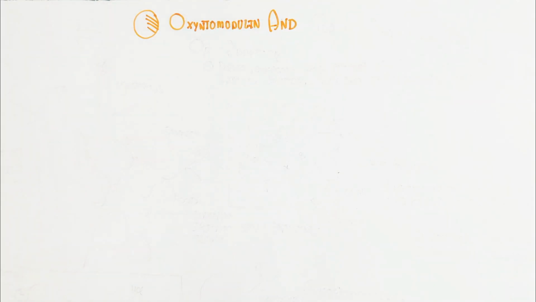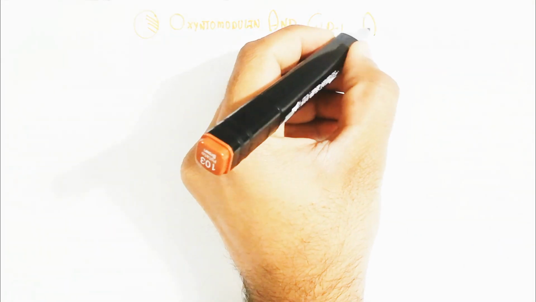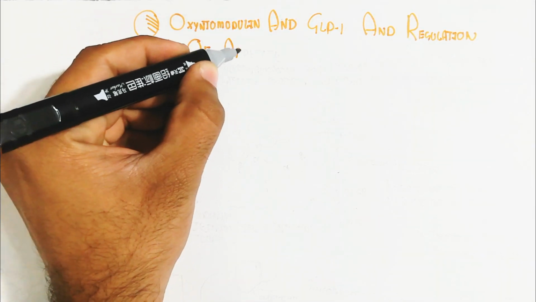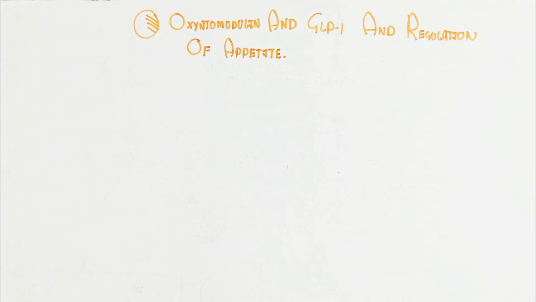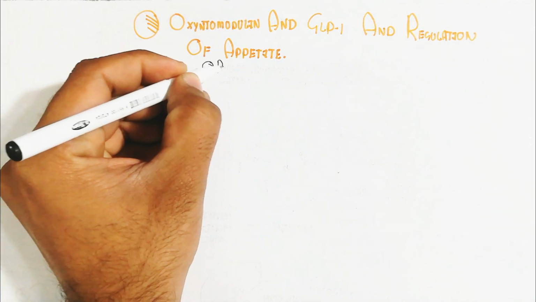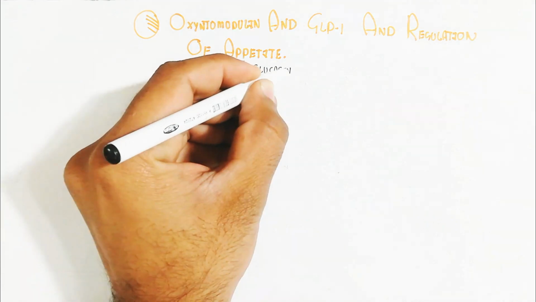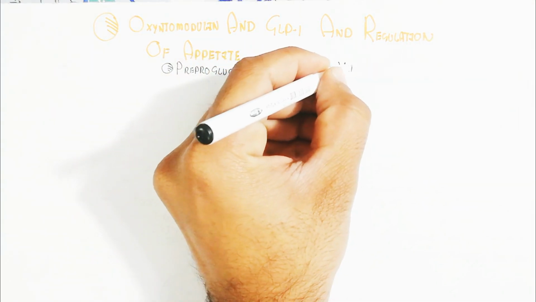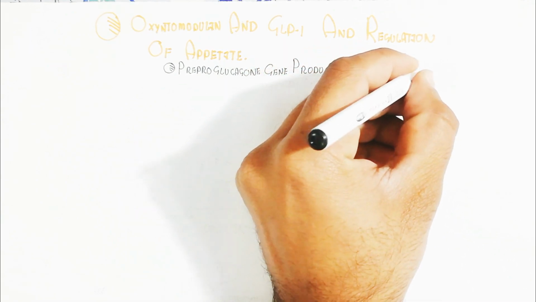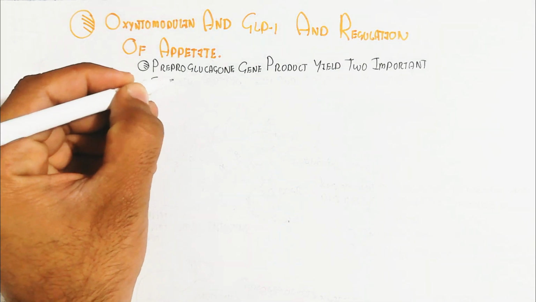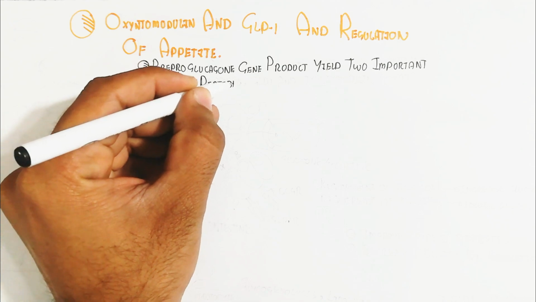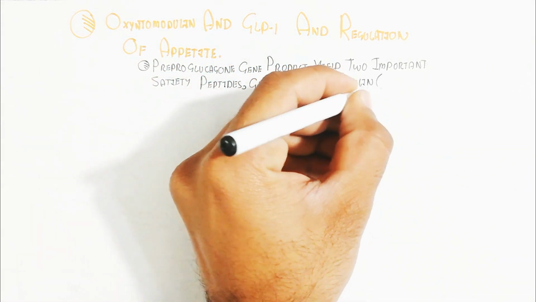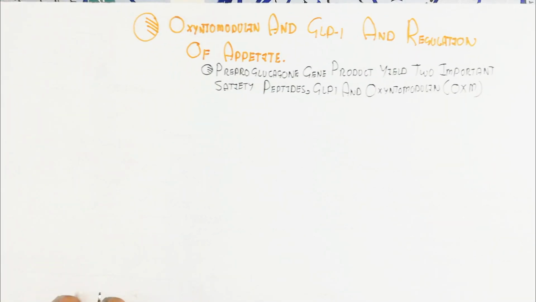In this video, we will understand oxyntomodulin and GLP-1 and their role in the regulation of appetite. How can they regulate appetite, suppress appetite, and create satiety after food intake? Let's begin to understand. The pro-glucagon gene product yields two important satiety peptides, GLP-1 and oxyntomodulin, OXM for short. Let's understand the whole story.